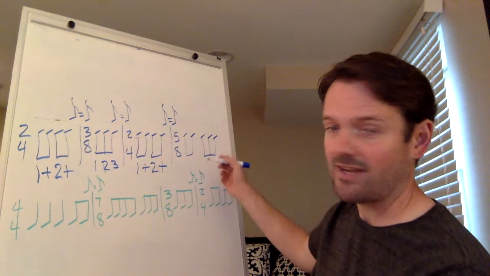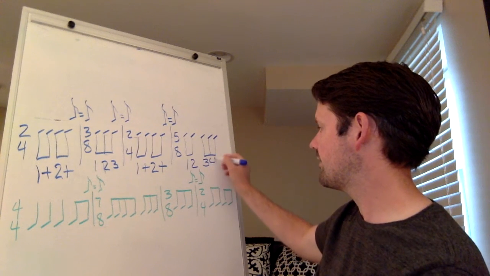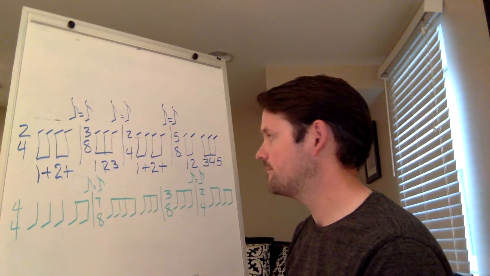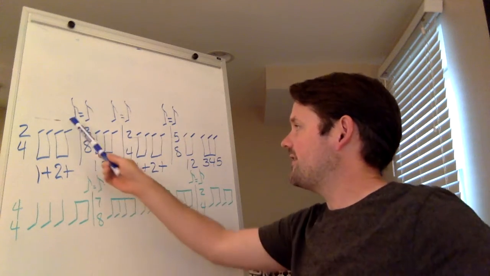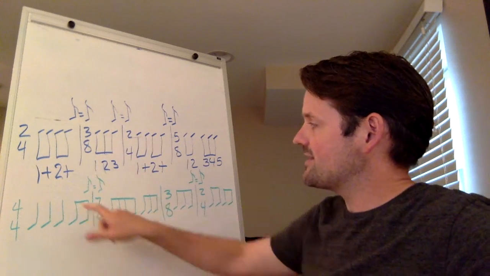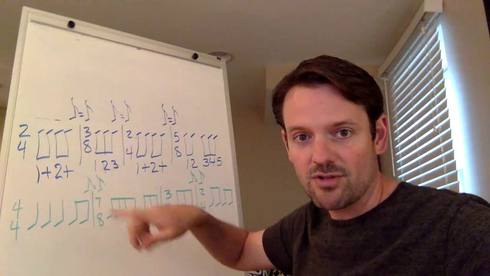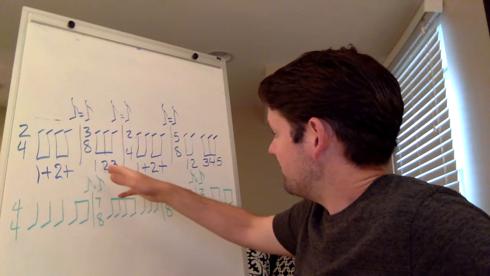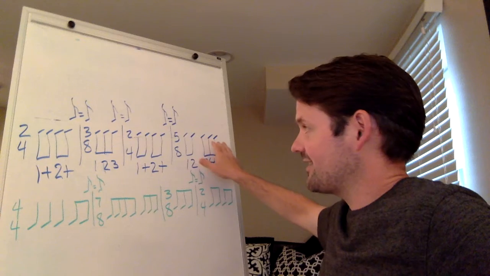And then here in 5-8 you'd count 1, 2, 3, 4, 5. So if the eighth note equals the eighth note, it means that the 1 and 2 and goes the same speed as 1, 2, 3. Because if you think about an eighth note, all of these are exactly the same.